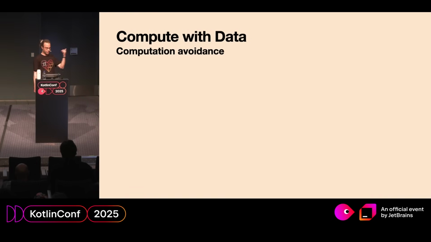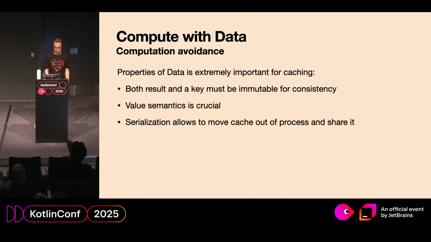Like, it has to be value semantics so that we can tell that some inputs did not change. This question of equality appears there. And if data is mutable, we cannot. And if data is serializable, we can move the cache out of our process, put it off heap, or share it with other nodes, and do beautiful things with it.